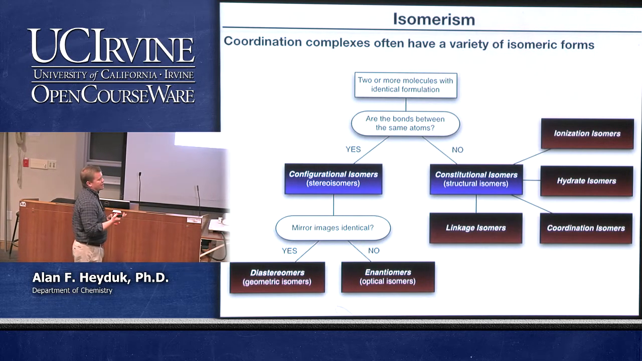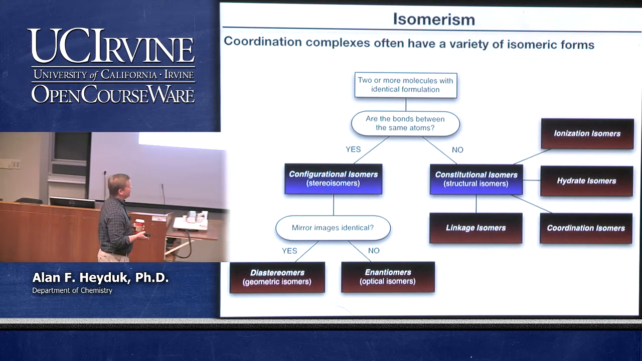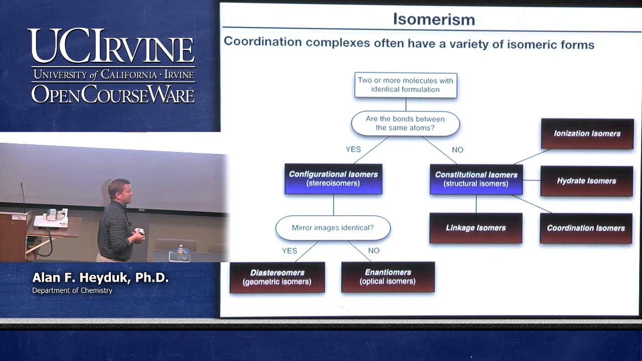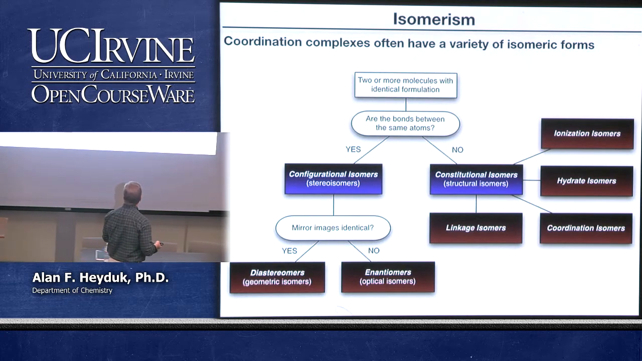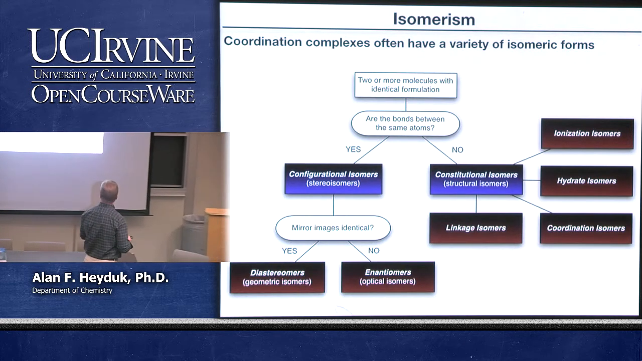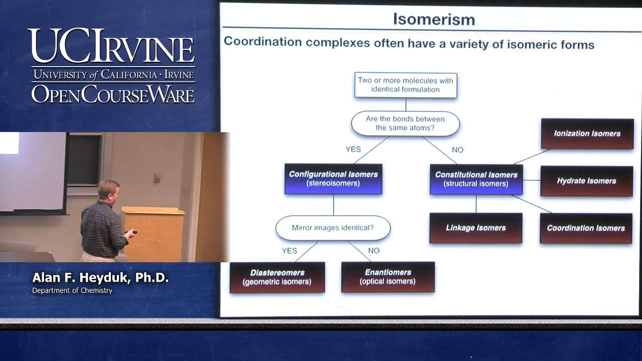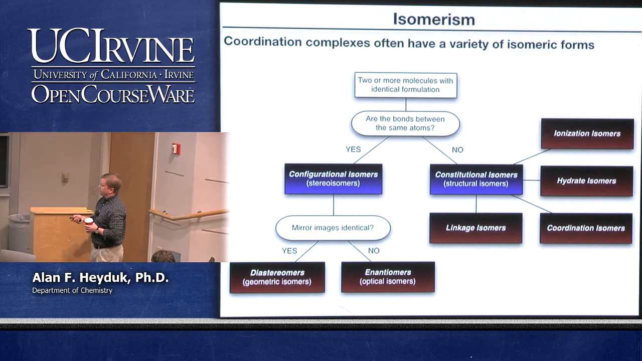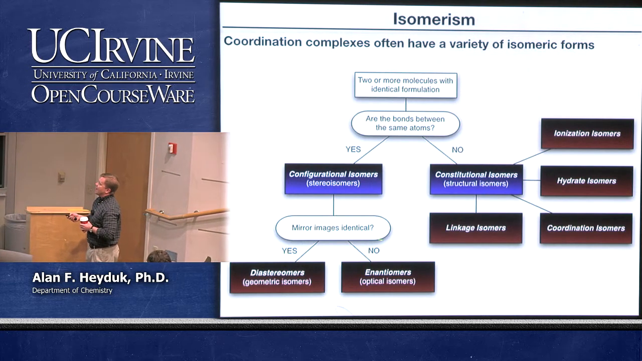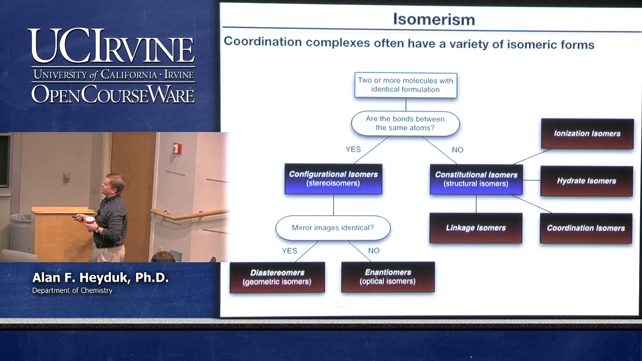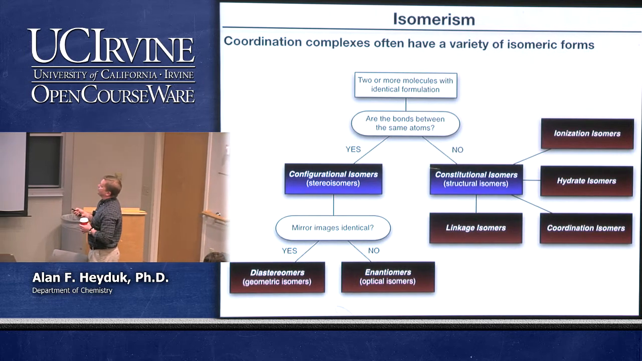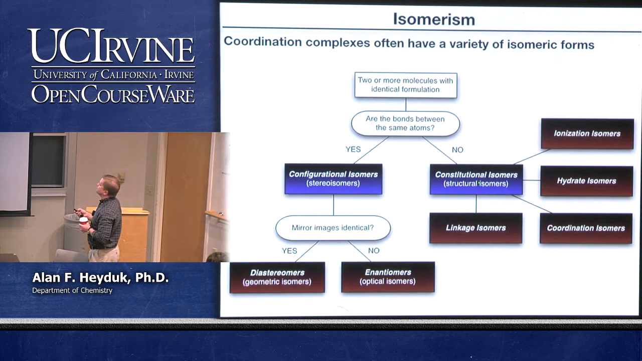If you have 2 or more molecules with identical formulations, then you have to ask yourself, are the bonds the same between the atoms? Yes, they are. Then you have configurational isomers, which in Chem 51 we called stereoisomers. And of course, we know that we can compare the mirror images. If the mirror images are identical, you have diastereomers. Not identical, you have enantiomers. If you have a different arrangement of bonds, then you have constitutional or structural isomers.